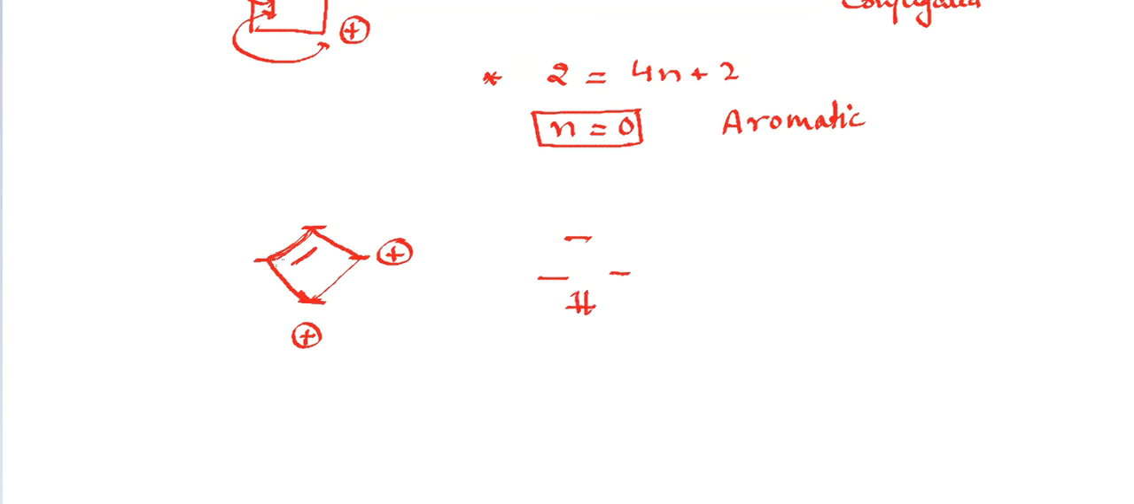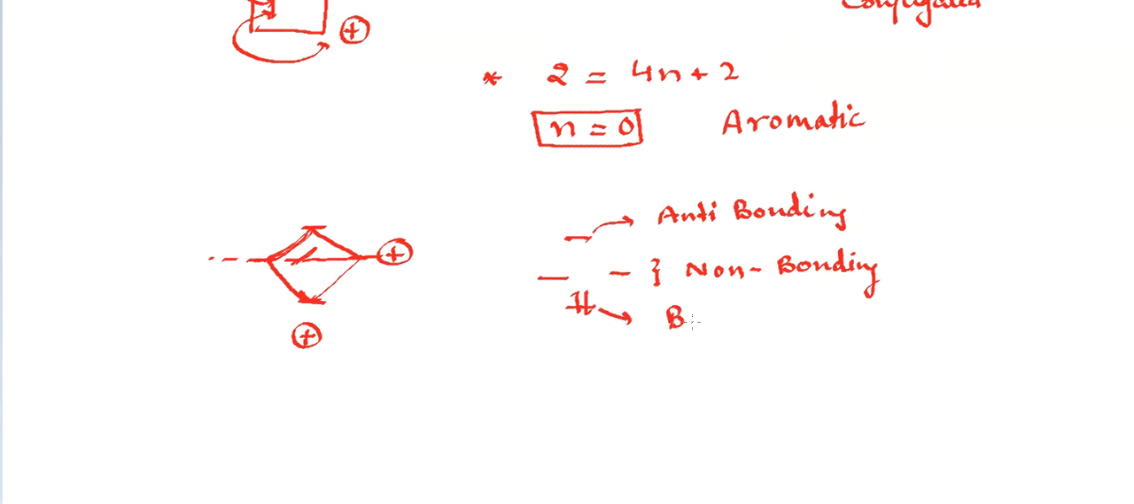So always remember, guys, the line that passes through the center of the molecule, if any orbital comes along this line, then that orbital is called a non-bonding orbital. The orbitals that come above this line are called anti-bonding orbitals. And the orbitals that come below this line are called bonding molecular orbitals. So here we have non-bonding, anti-bonding, and bonding molecular orbitals.